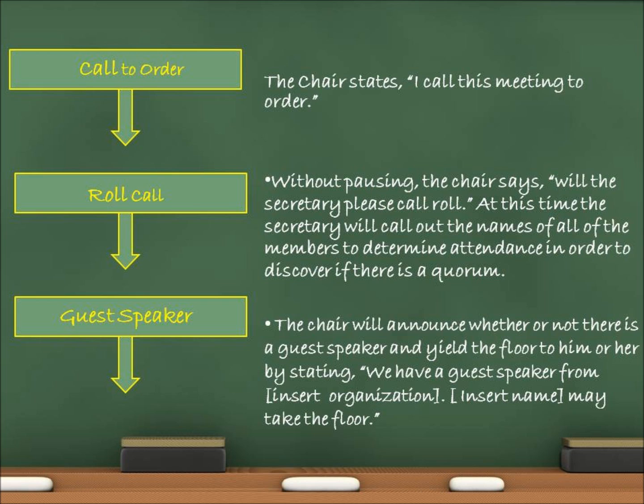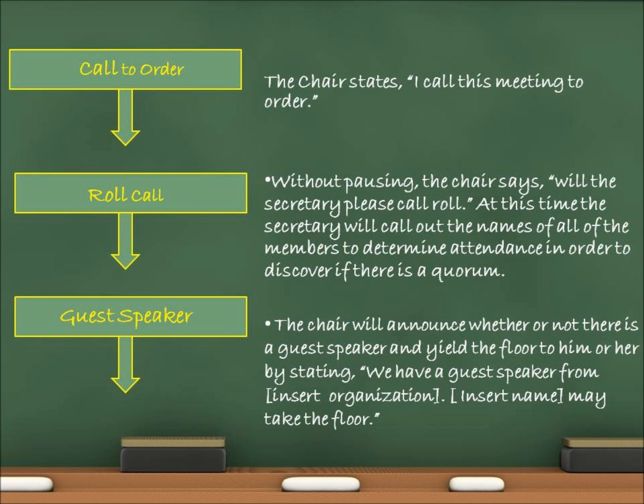Next, without pause, the chair will say, "Will the secretary please call roll?" If your organization does not have a secretary, whomever holds responsibilities close to that of a secretary can accomplish this task. At this time, the secretary will call out the names of all the members from a roster to determine attendance in order to discover if there is a quorum.